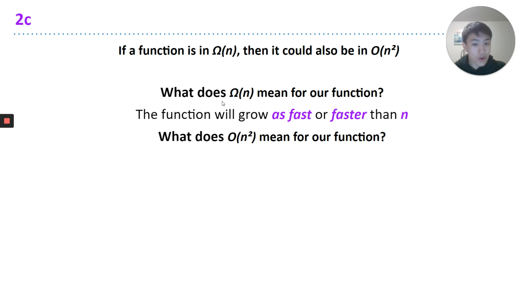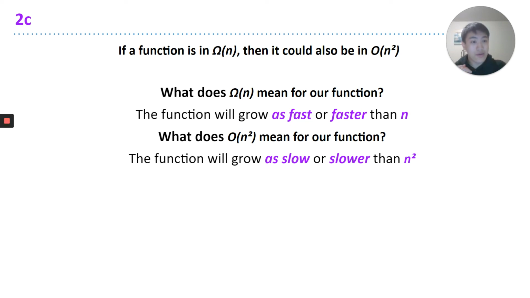What does big O of n squared mean for a function? Well, inversely, it means the function will grow at most as fast as n squared. For example, a proposed function could be n squared, where n squared is as fast as n squared. But a function like n cubed would not be in O of n squared, because it is faster than n squared. Right. So in order to prove this, we need to propose a function that is in omega of n and also in O of n squared, because that would prove the statement is valid.